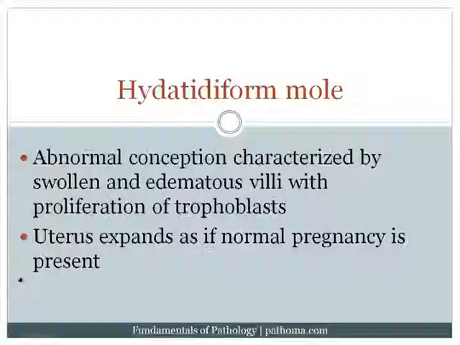And those edematous villi have excessive proliferation of the cells around them. And remember that the cells that surround the villi are the trophoblast, and that's called a hydatidiform mole. So it's an abnormal conception characterized by swollen and edematous villi with proliferation of trophoblasts around those villi.